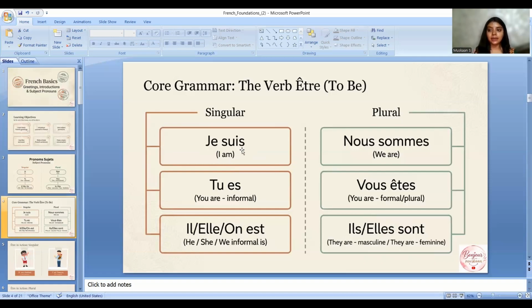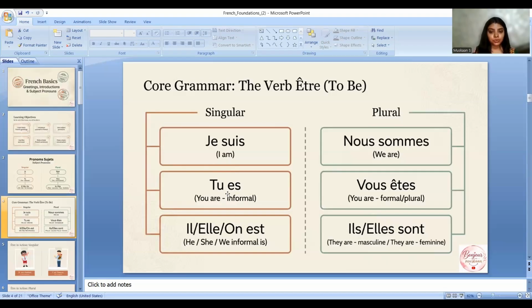Je suis means I am. Next is tu es. Tu es means you are. Now you already know that tu is the informal way of saying you, so it will be informal.